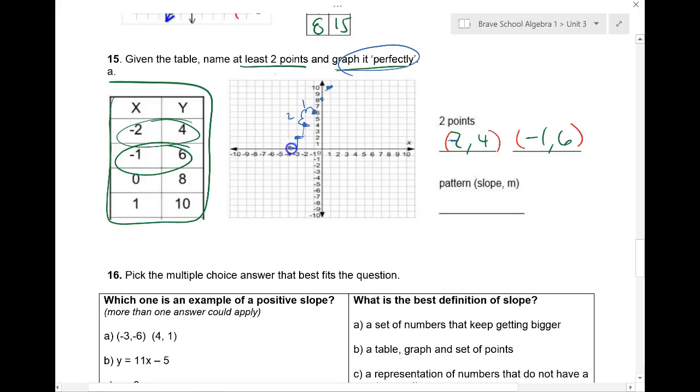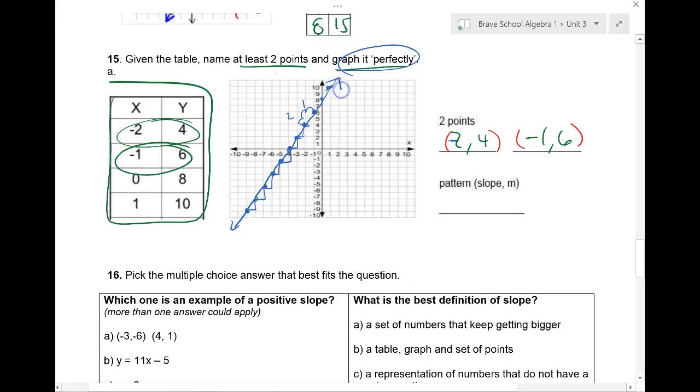Down 2, left 1. Down 2, left 1. Remember, count the squares. Down 2 squares, left 1 square. Sorry about the bell. And then down 2, left 1, down 2, left 1, and so on. Okay, and now I can make a nice line connecting all my dots.